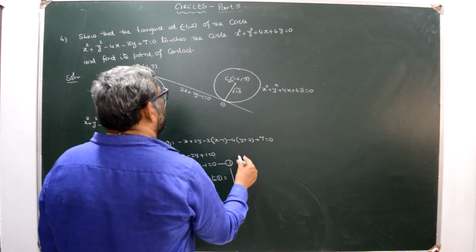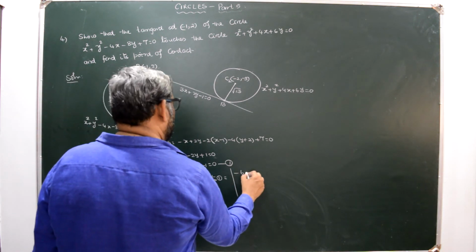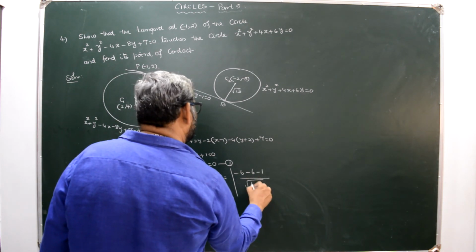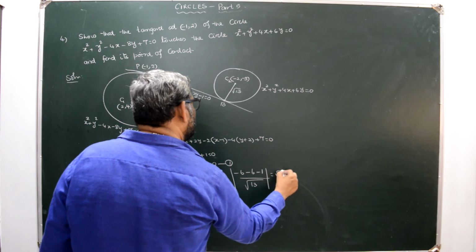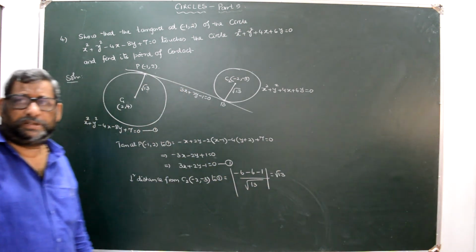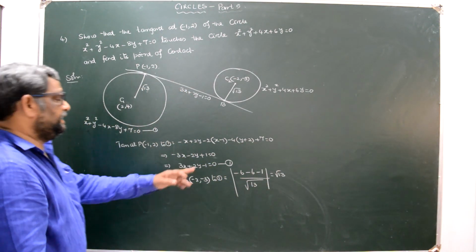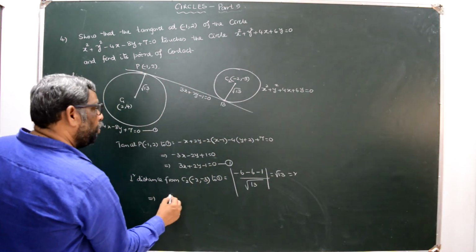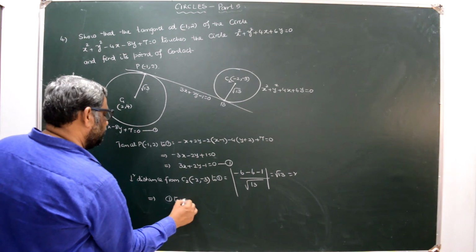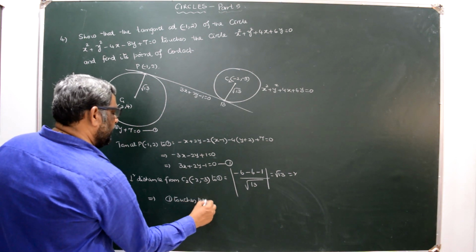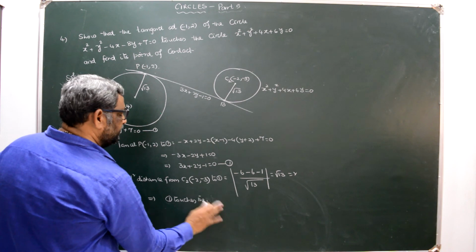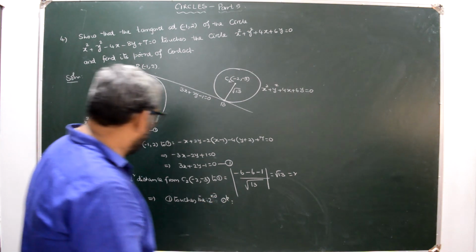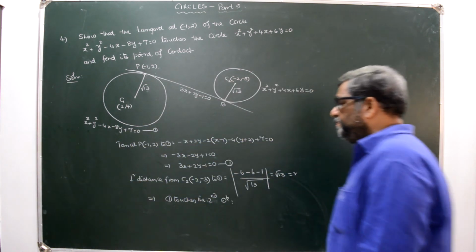This is minus 6 minus 1 by root 30. So this is root 13. So this is equal to radius. So it implies the line touches the other circle also, the second circle.